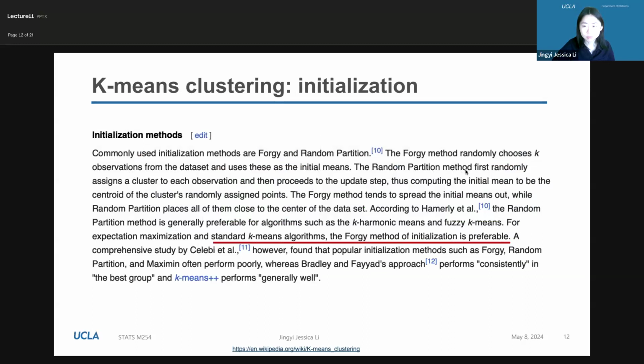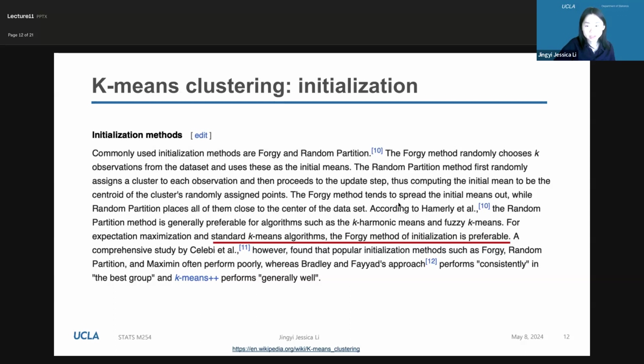The random partition method first randomly assigns a cluster to each observation. So basically you just randomly assign a label 1 to K to each observation. Then you do the update, you just calculate the mean. In other words, you specify the assignment instead of specifying the center. So Forgy specifies the centroids, random partition specifies assignment. One or the other. Okay, and the random partition computes the initial means to be the centroids of the randomly assigned points.